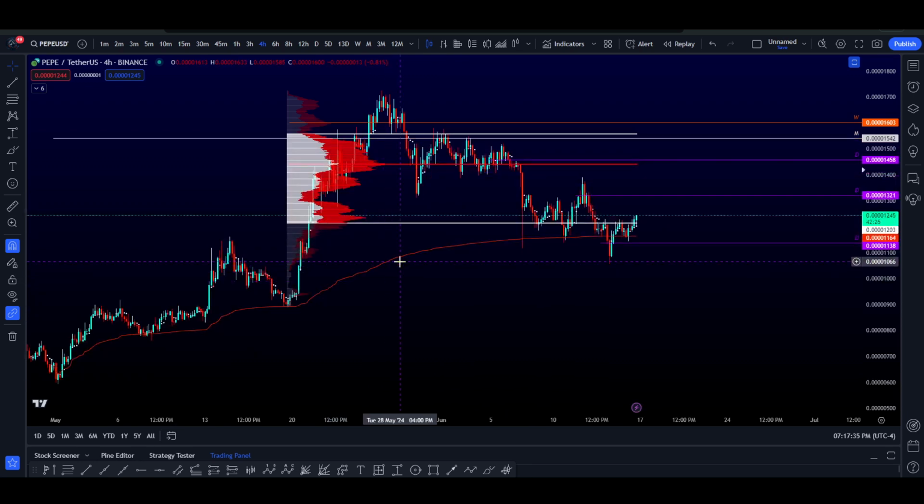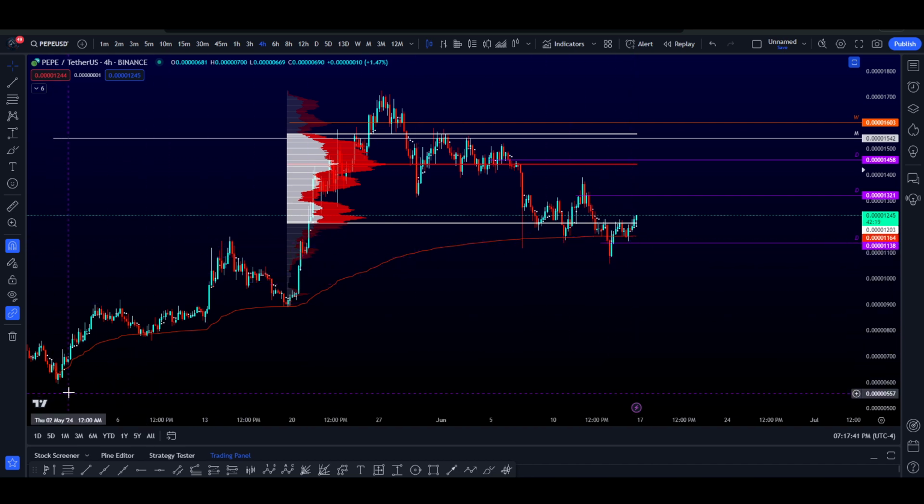So this anchored VWAP was pulled from May 1st. This is just the volume weighted average price since May 1st up until now. And as you can see, we did come and tap this level and held this level pretty well over the past week or two. So, pretty nice support.